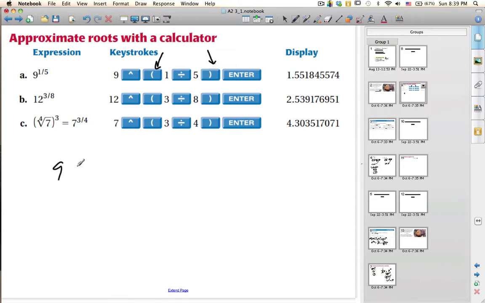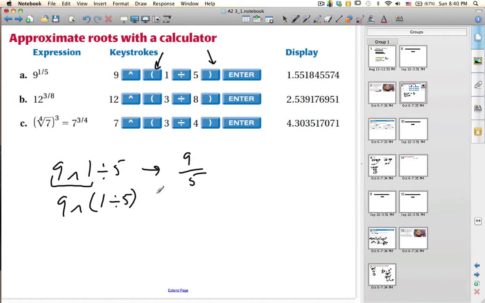The key here is, if you're going to put a fraction exponent into your calculator, you must use parentheses. If I put 9 up caret 1 divided by 5 without parentheses, what I've told my calculator to do is take 9 to the 1st power and then divide it by 5. So 9 to the 1st power is 9, and this is what the calculator will do, right? Which is very different than what we're asking it to do. So it would have to be 9 up caret, open parentheses, 1 divided by 5, and then enter in order to get the correct answer.